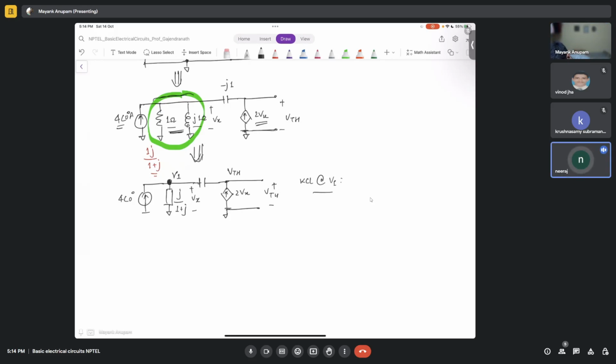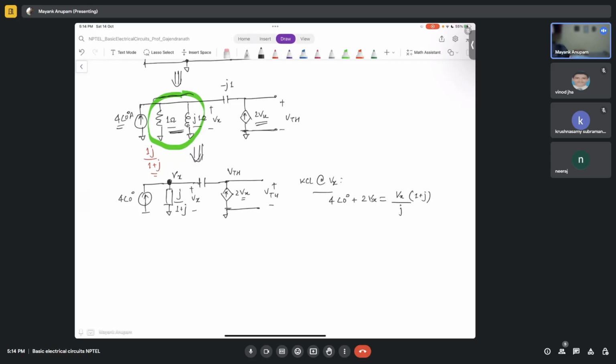4 angle 0 plus 2Vx. Is it? Yes, sir. This is a dependent current source. Plus 2Vx is equal to, and what is Vx, by the way? Vx is equal to V1, so let's call it Vx only. At Vx, 2Vx is equal to Vx j by 1 plus j. Right? And this is KCL at this node.